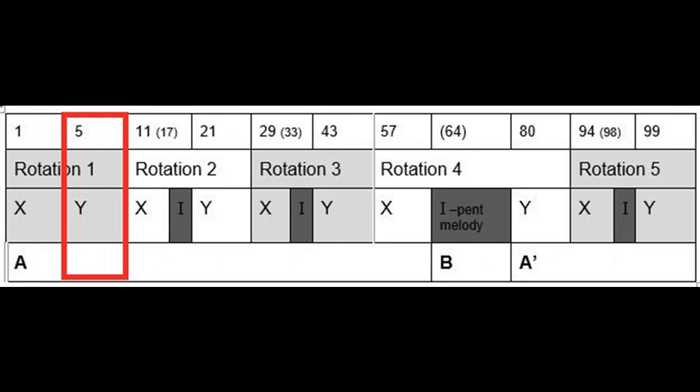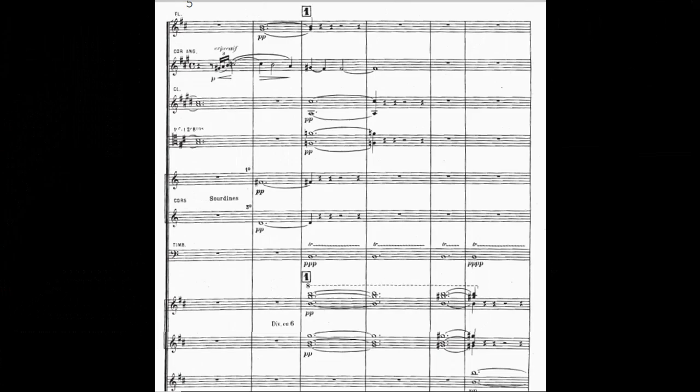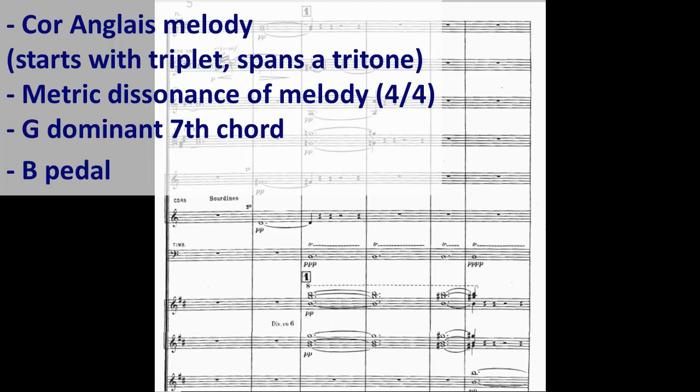Debussy then immediately introduces the Y material, which is quite contrasting in many ways, as we can see on the score. As with the X material, the Y material has a set of features or properties that give it its distinctive sound. So first of all, there is a cor anglais melody with a distinctive triplet semiquaver figure, and that spans a tritone from the top to the bottom.